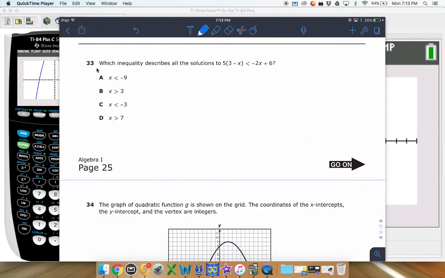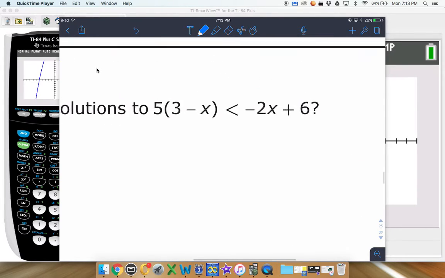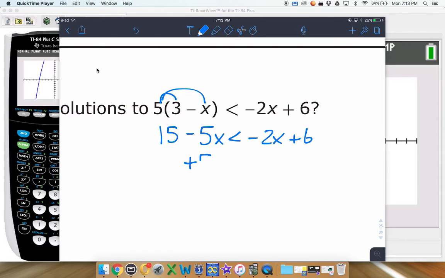Which inequality describes all the solutions? Basically, solve for x, right? You got parentheses, that's your distributive property there, that's 15, and then minus 5x, and then is less than -2x plus 6. Now, a lot of people like to get to where x is positive, so they're going to say, let's add 5x to both sides. I'll go ahead and do that since that's a common thing. So that's 3x plus 6. Over here on the other side, you got 15.